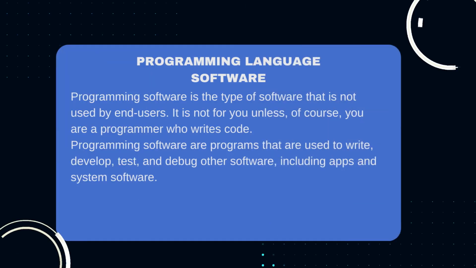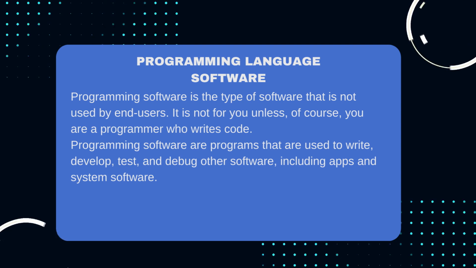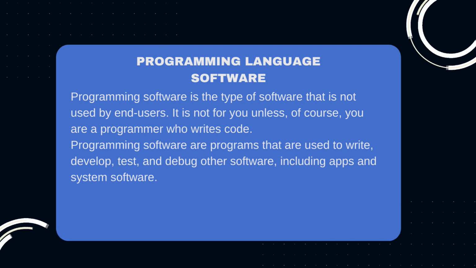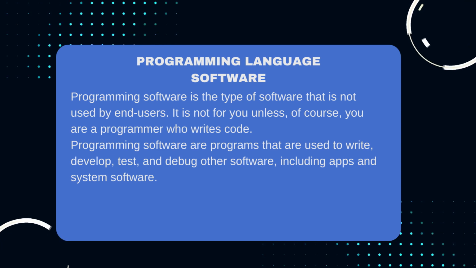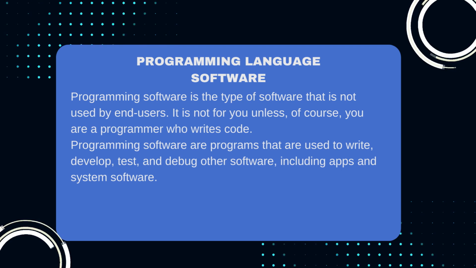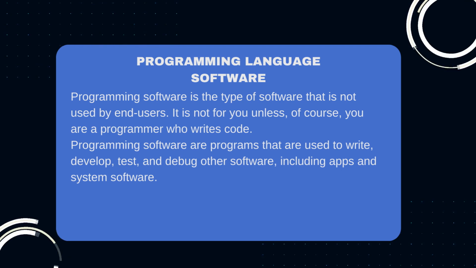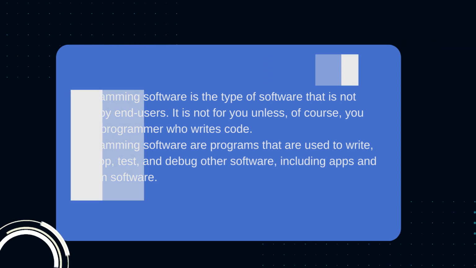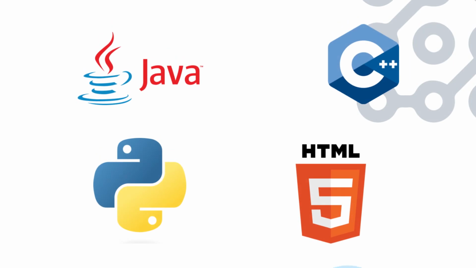And we have also another type of software, which is the programming language software. So it is a software that is not used by end users. It is not for you unless, of course, you are a programmer who writes code. Programming software are programs that are used to write, develop, test, and debug other software, including apps and system software. Examples: we have Java, C++, Python, and HTML.